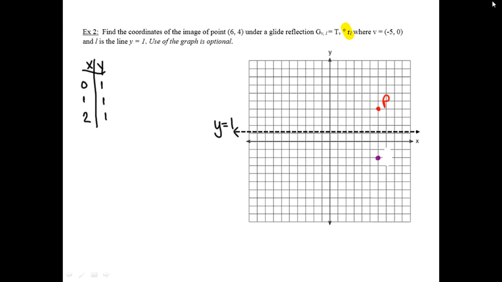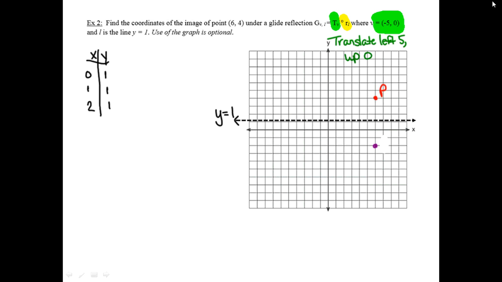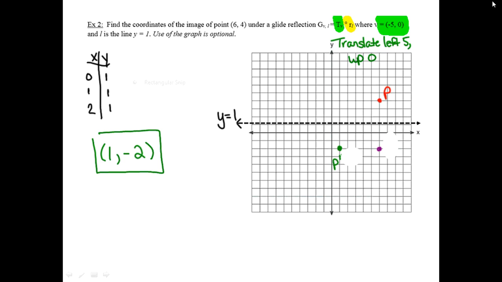Now that I've got my line reflection done, now I have to worry about my translation. So my translation, it tells me, is going to move this purple point 5 units to the left, up and down, none. So when I go ahead and shift that purple point 5 units to the left, I end up at the point whose coordinates are 1, negative 2, and that is my new P prime. So under that glide reflection, the one that reflects over the line whose equation is y equals 1 and shifts something 5 units to the left, the point who started out at 6, 4 becomes the point whose coordinates are 1, negative 2.